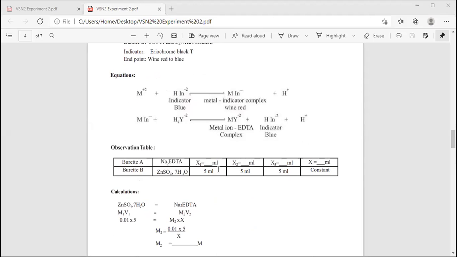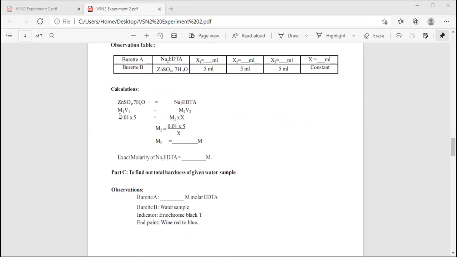Now this is the observation table for the first part. First reading is 5, second reading is 5.2, third reading is 5.4. Note down these 3 readings because we are not going to perform this practical here. These readings are given by me because we observed them when we did this experiment last year. So the readings are 5 ml, 5.2, 5.4. So your mean or constant burette reading is 5.2 ml. Are you with me? Yes, ma'am.